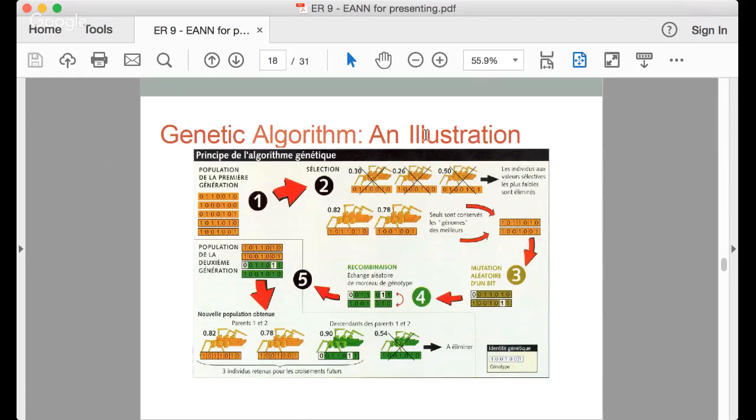So this is an illustration of a genetic algorithm. We start by having a population, and then a selection process takes place. Then mutation takes place, followed by recombination, in order to generate a new generation, or a new population as they call it here. We can actually go through genetic algorithms in one of the next meetups, probably our next meetup, if you guys are interested.